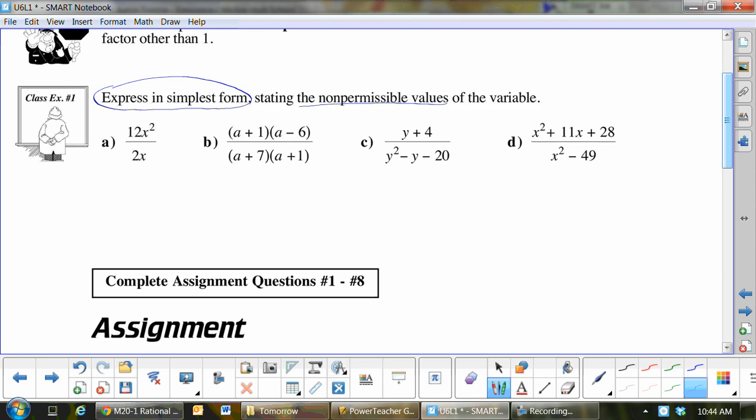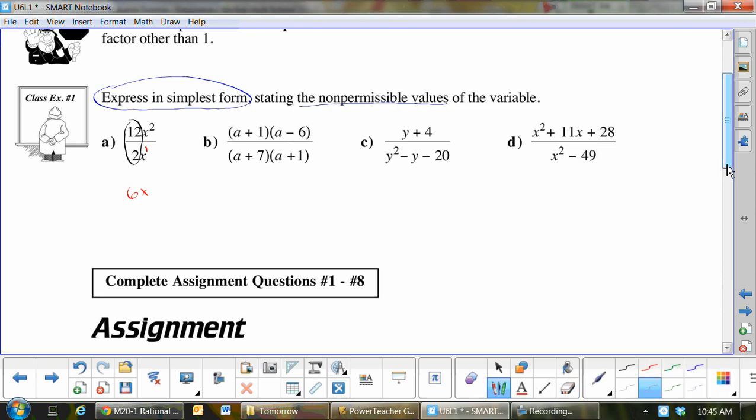Okay? Now, in A, we have, first of all, our numerical coefficients. So it's 12 divided by 2, or better yet, what goes into both of those? 2. So I'm going to divide 2 into both of those, and that will give me 6. Now, that's an x to the 1, right? So x to the 2 over x to the 1, when we divide, that's the same thing as subtracting exponents, right? So this will be 6x to the 1, or 6x.